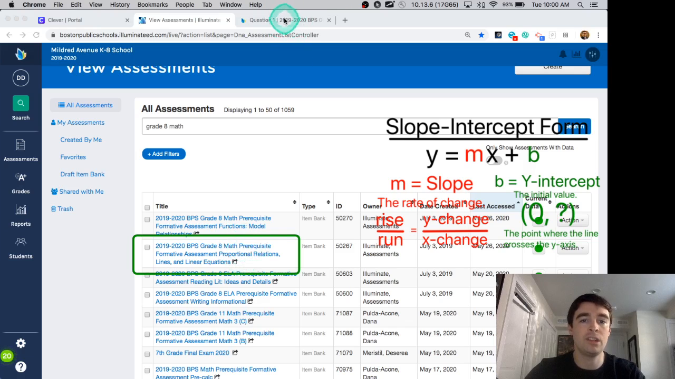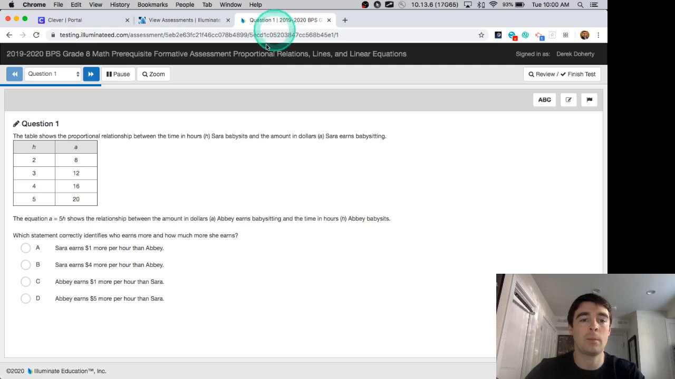And then you should see what I'm seeing on my screen now here. There'll be a little preview screen at the beginning, and then the first question that you should see is question 1 with a table and an equation. You should see at the top it should say Proportional Relations, Lines, and Linear Equations, and it should have your name up here in the top right. That should not be a problem if you've been logged into Backpack.